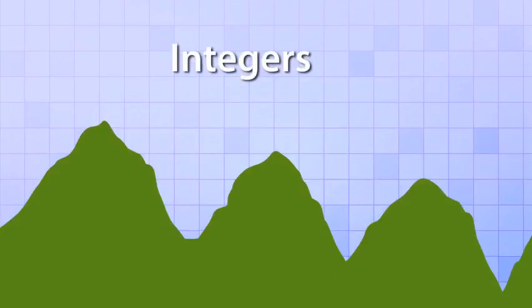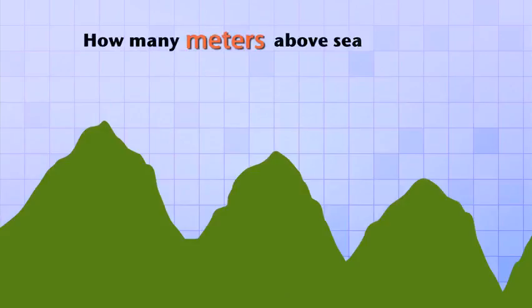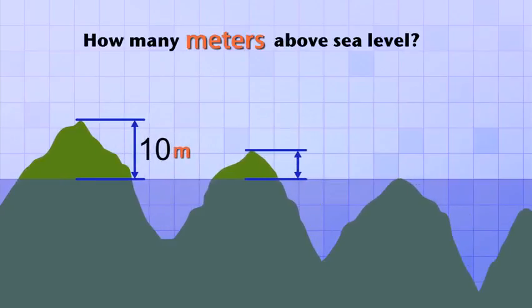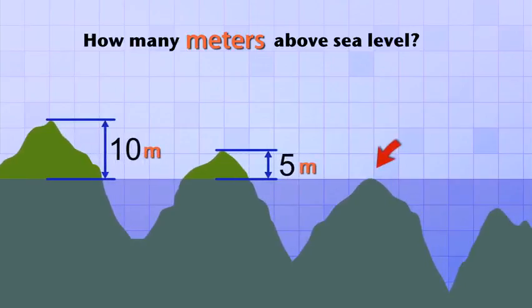Let's say we want to use integers to measure how many meters above sea level small islands are. This island is 10 meters above sea level. This island is only 5 meters above sea level. And this island here happens to be exactly the same height as sea level. So we can use the integer 0 to show how its height compares to sea level.